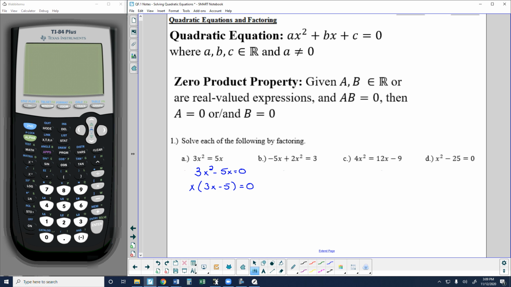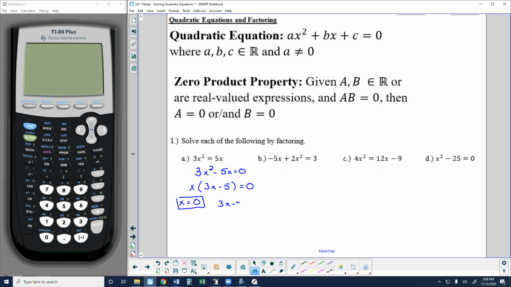Now, according to the zero product property, this means that of my two factors, either one is equal to 0, both are equal to 0, or the other is equal to 0. So what I can do then to solve this is to set my factors equal to 0. So when x equals 0, I'm going to have a solution to my equation.